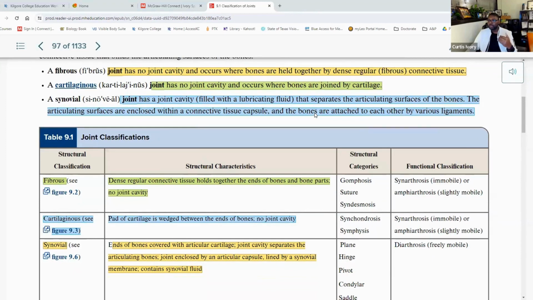And then you have synovial, which is going to be a capsule. When I say capsule, think about a pill, which means there's something inside that pill. Synovial is going to be a cavity that has fluid, and that fluid is referred to as synovial fluid. This is going to separate the articulating bones. It's also going to be lined by a synovial membrane, which produces the fluid. The reason why there's fluid is to reduce friction and also to act as a shock absorber.